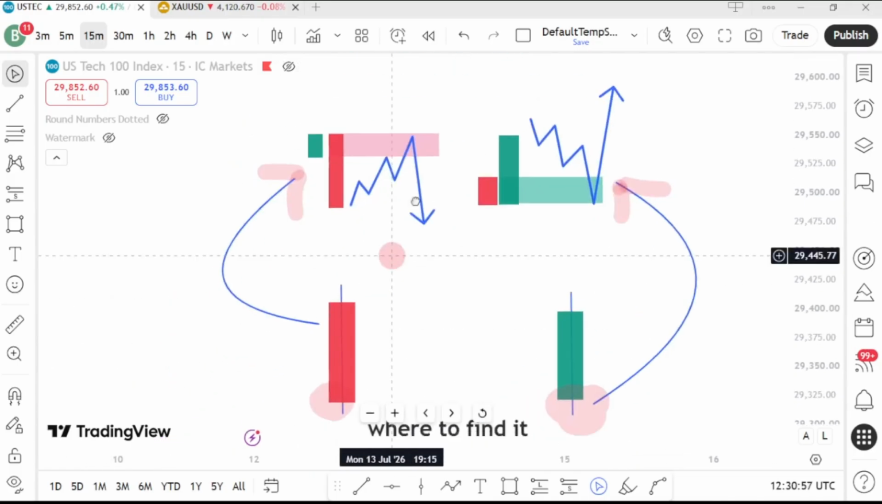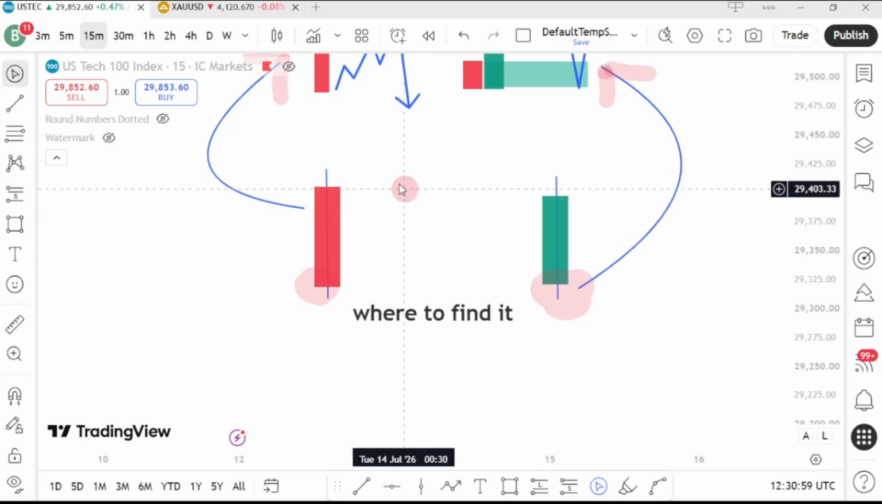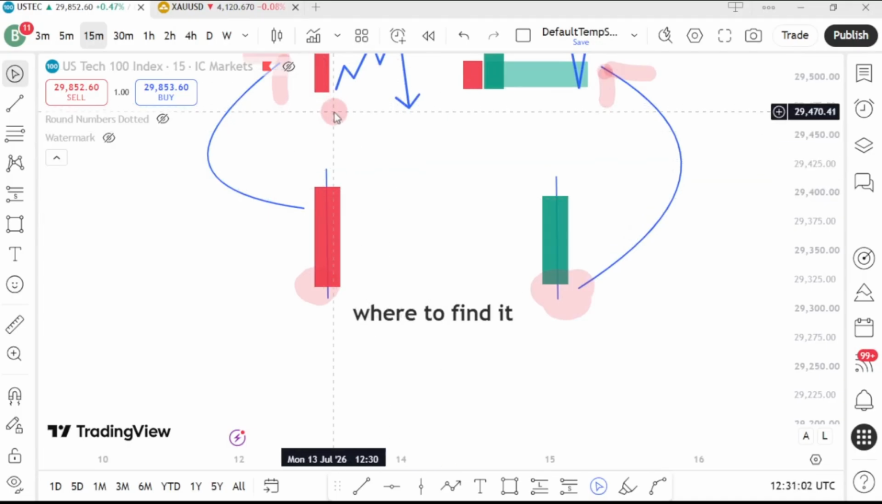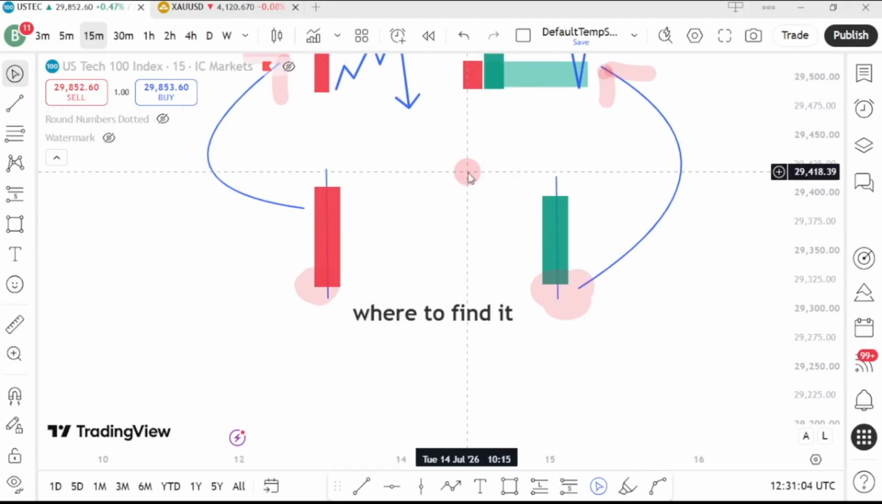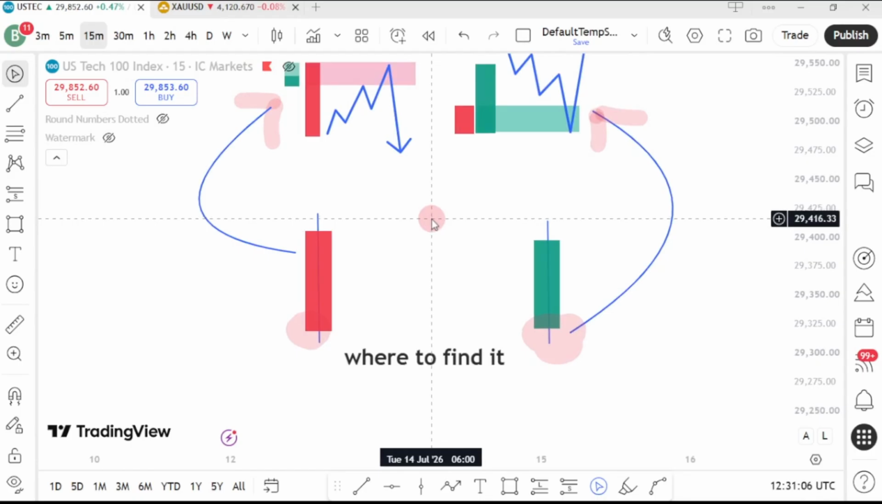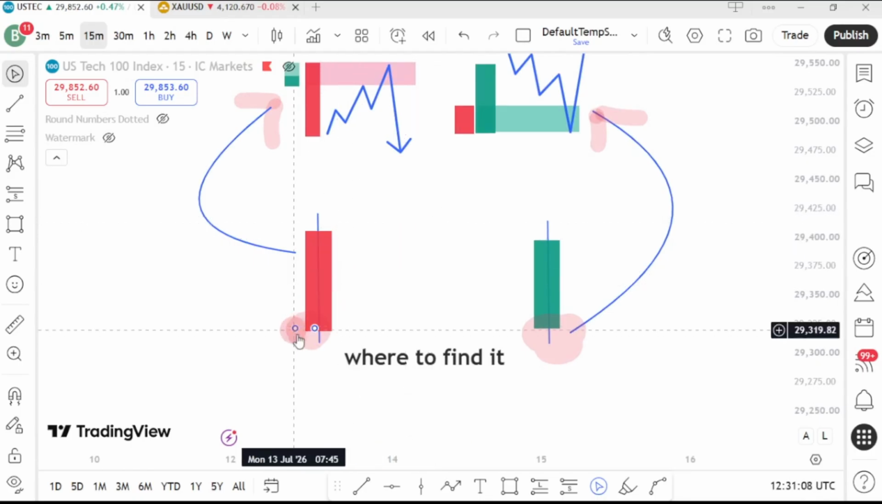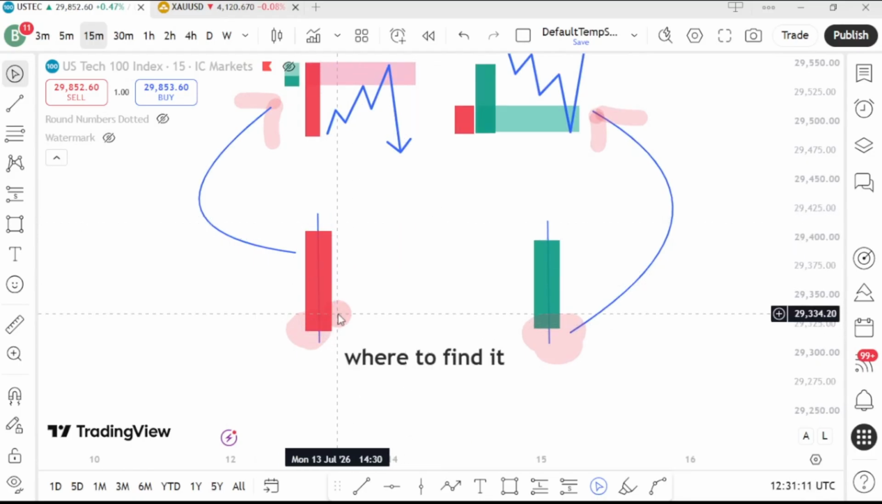All right. Now let's look at where to find them. Where do I look to find this bullish engulfing candlestick pattern and this bearish engulfing candlestick pattern that denotes supply and demand? They are found at the tip of candles, right?